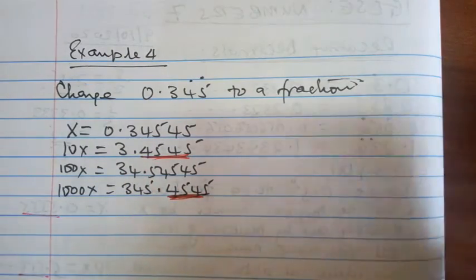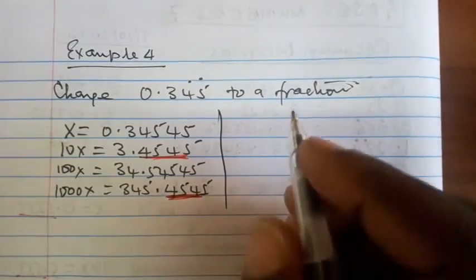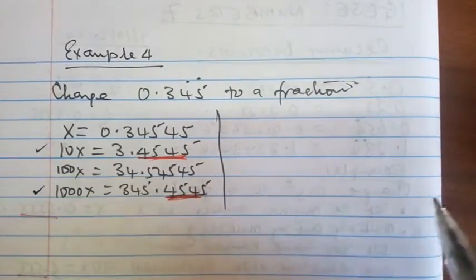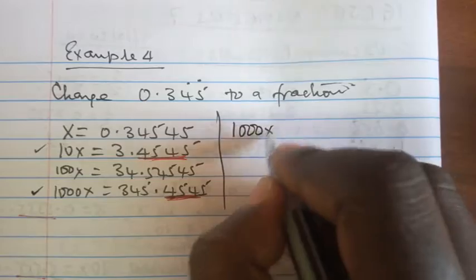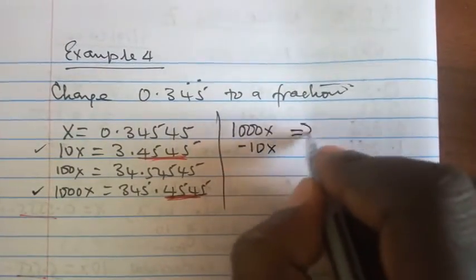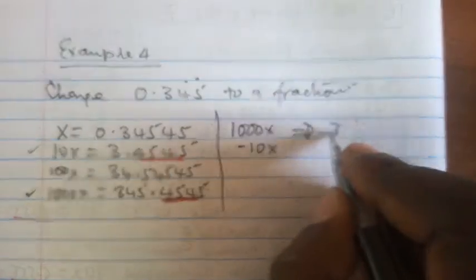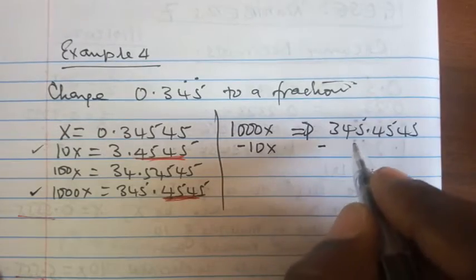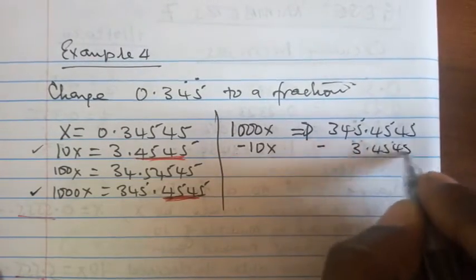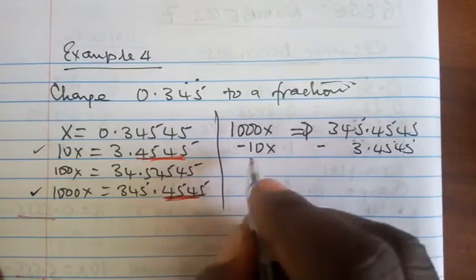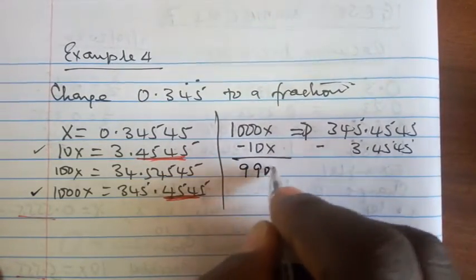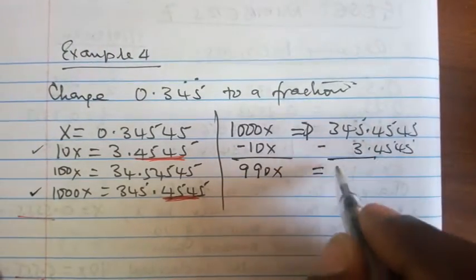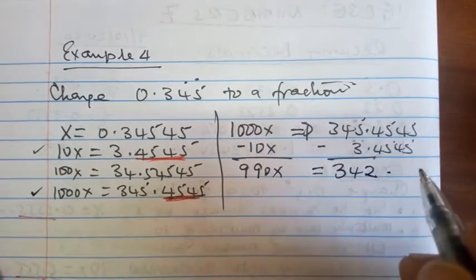Having realized that, we now have a new dispensation, something that we are not used to. We are going to subtract 1000x minus 10x, which is the same as saying 345.4545 minus 3.4545 in the name of 10x. Then you have 990x equals 345 minus 3, which is simply 342.